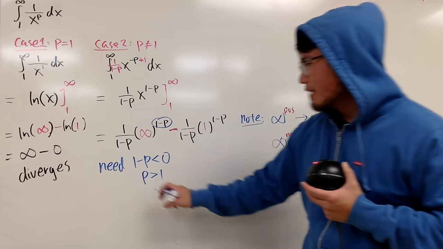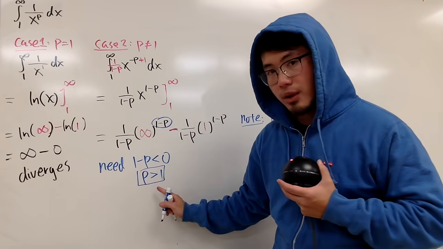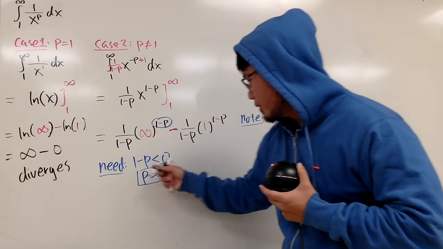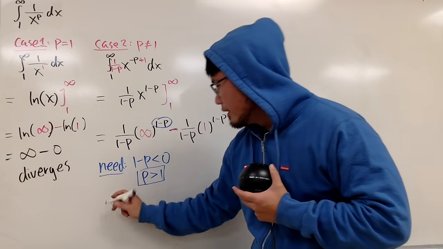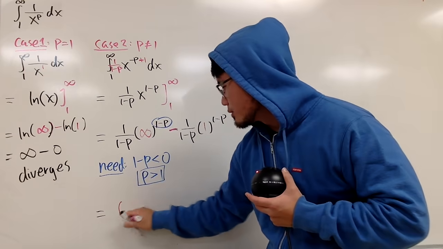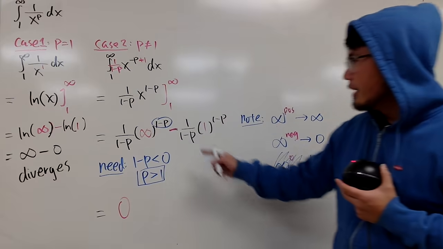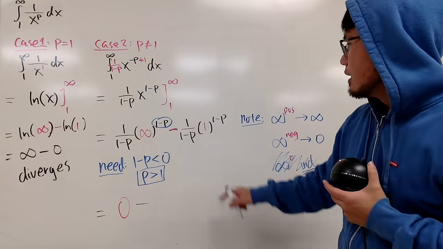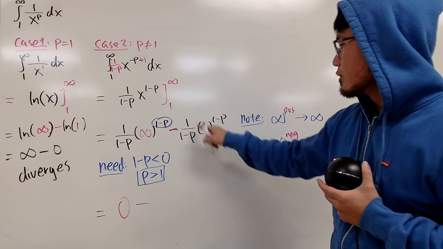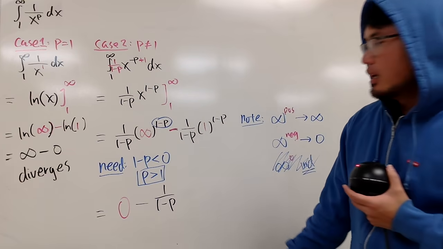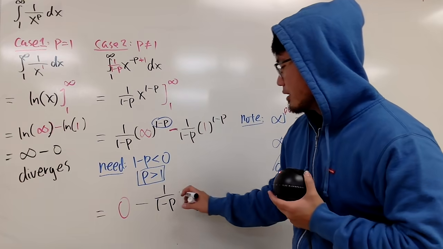And when you do have p greater than 1, this right here will be 0, based on this. And then you have this right here. So we can write it down as minus, 1 to this power is just 1. So you have 1 over 1 minus p. So like that. And in fact, we can do a little bit more.